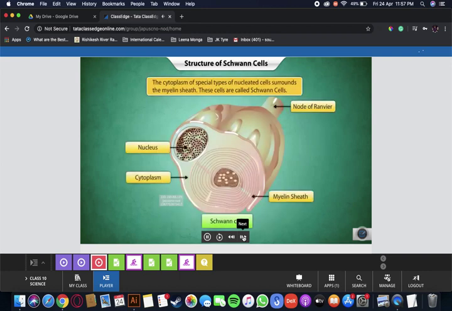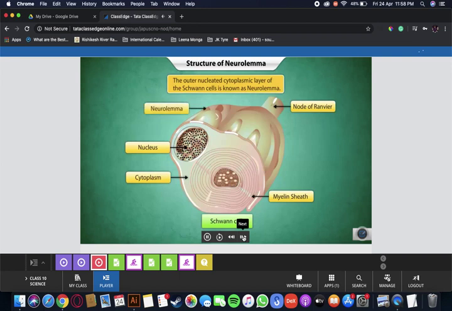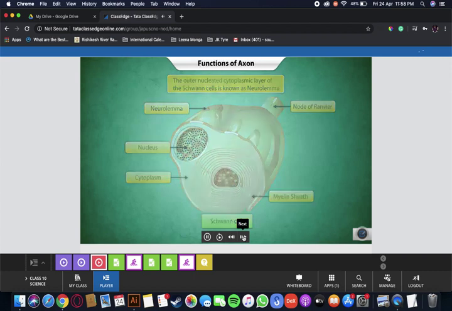The cytoplasm of special types of nucleated cells surrounds the myelin sheath. These cells are called Schwann cells. Schwann cells are closely related with the nervous tissues of the nervous system. The neurolemma or sheath of Schwann is the outer nucleated cytoplasmic layer of the Schwann cell which encloses the myelin sheath. The neurolemma is found on all the nerve fibers that lie outside the central nervous system.